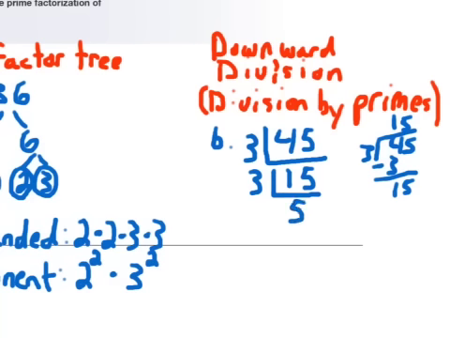Well, now I got to look at 5. Can I break 5 down anymore, or is it prime? Okay, if 5 is prime, I'm done. If I can break it down, I keep going with more division. 5 is a prime number, so I am done. I cannot break this 45 down any farther than I just did.